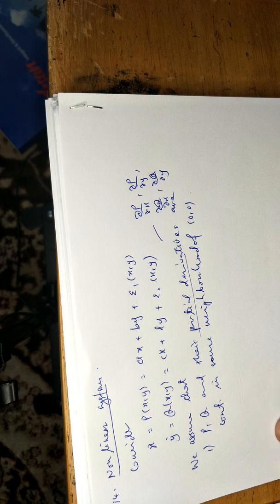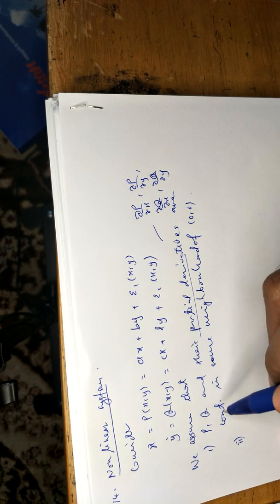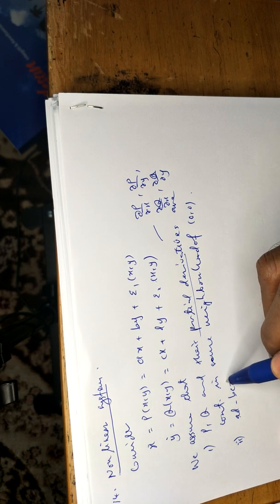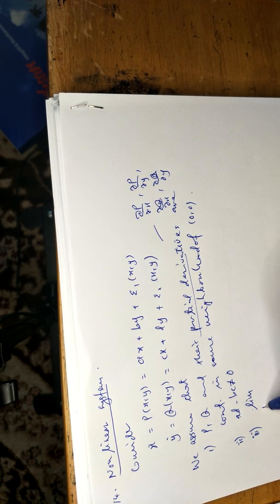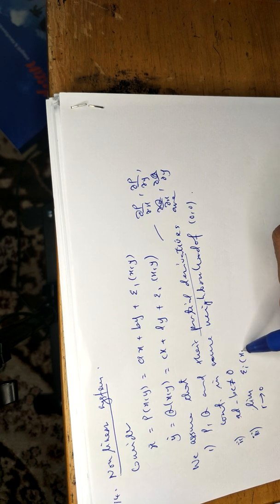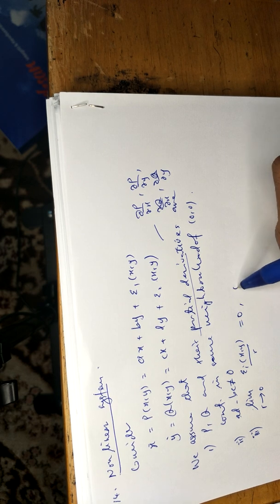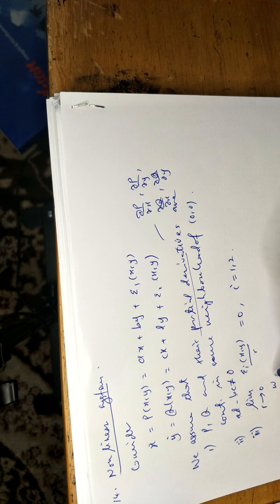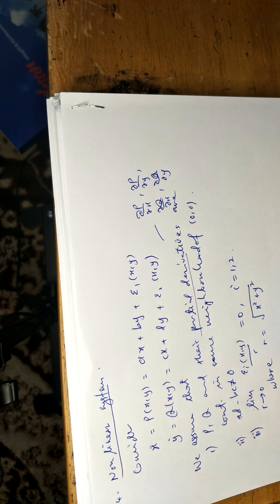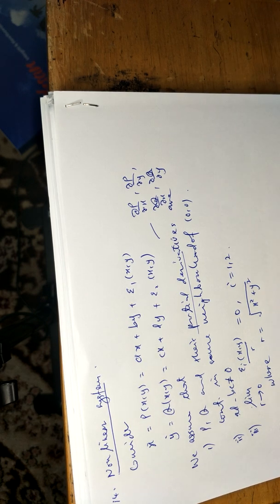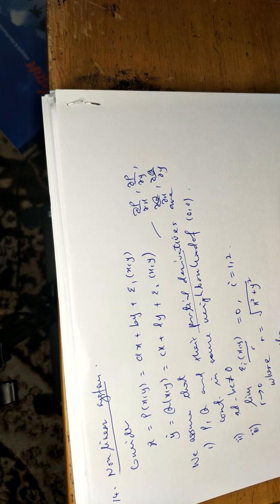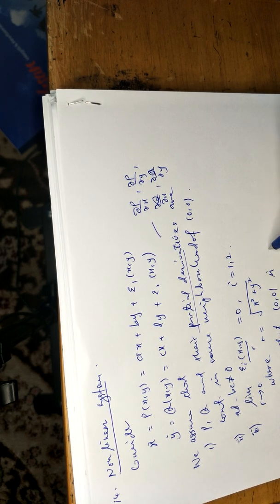This is continuous. And number 2 is that ad minus bc is different than 0. And number 3, the limit as r goes to 0 of epsilon i of x, y over r is equal to 0 for i equals 1, 2, where r is the square root of x squared plus y squared. If this is the case, then we say 0, 0 is a critical point of our equation.